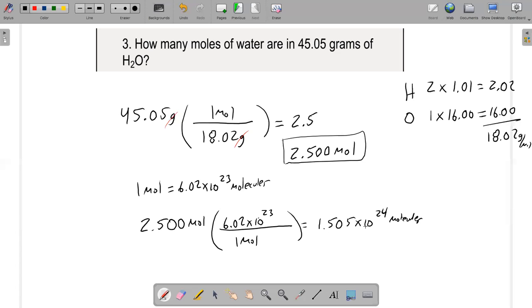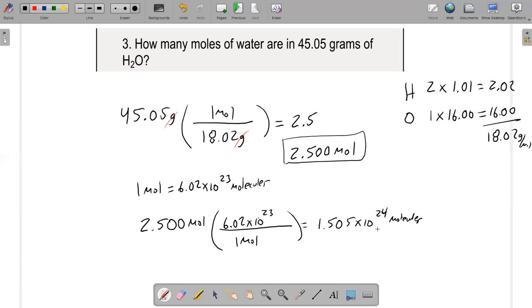If you have 45 grams of water, which is pretty close to 45 milliliters of water, that'd be like a water bottle about 1/20th full. It has a mass of about 45 grams of water in it. That's 2.5 moles of water, and in number of molecules, it's that many molecules.